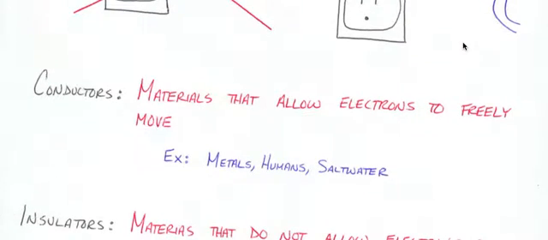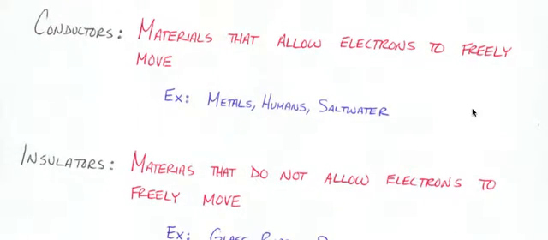So let's define them first. A conductor is simply any material that allows electrons to freely move. Examples are metals, humans, salt water. These are materials where once electrons are allowed to flow, they will move wherever they want.